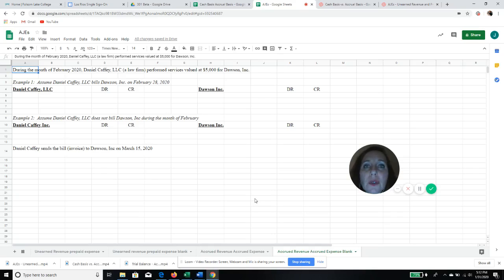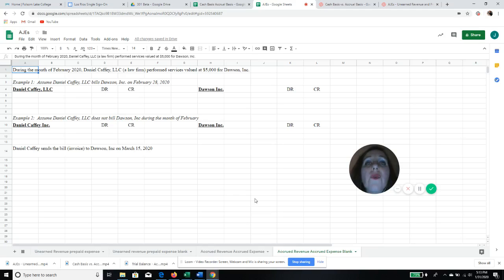Accrued expenses and accrued revenue. We end up having to book AJEs for these when we have performed goods and services, or we've received goods and services, but we haven't gotten the bill yet, or we haven't sent the bill yet, okay? So remember, unearned revenue was when we've billed the customer and received the cash, but we haven't provided the goods and services. Accrued revenue is going to be when we've performed the services or provided the goods, but we haven't billed the customer.